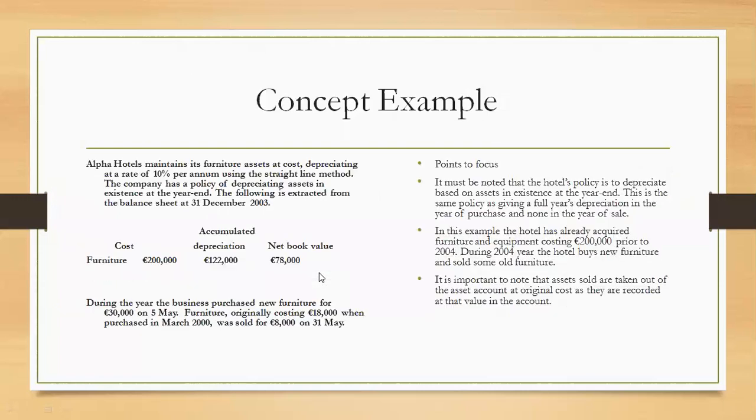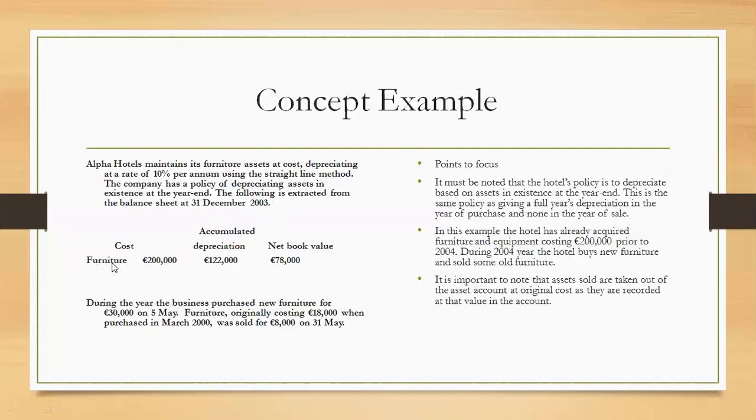Now see the practical example for disposal of asset account. This is the example. Alpha Hotels maintains its furniture assets at cost, depreciating at a rate of 10% per annum using the straight line method. Underline or highlight the important terms in the question. The company has a policy of depreciating assets in existence at the year end.